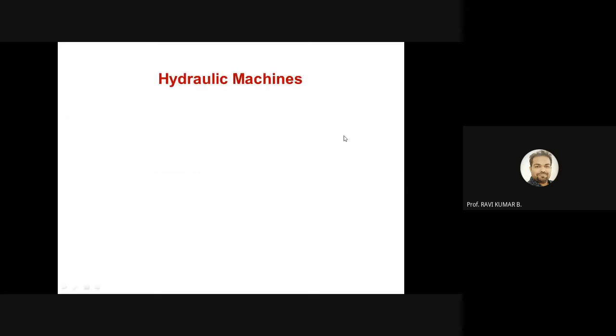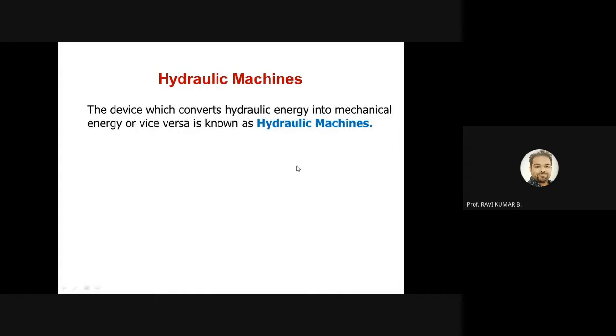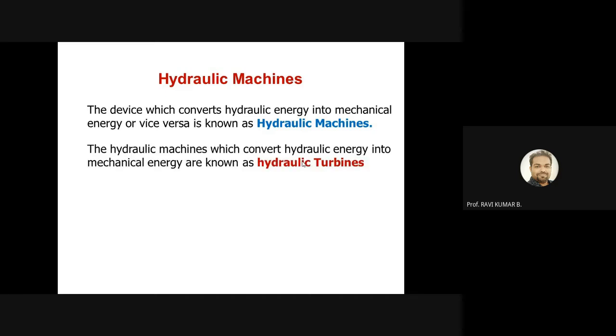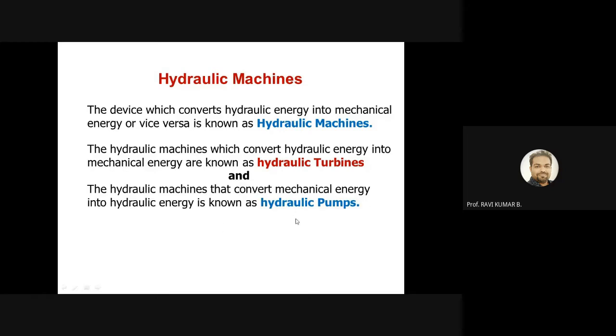So hydraulic machines. When we are talking about hydraulic machines, as I said, these are the machines which convert hydraulic energy into mechanical energy or vice versa. The opposite is also possible, right? It's called a hydraulic machine. This is a general definition of a hydraulic machine. Then you can say, based on power output and power input, work consuming and work producing, the hydraulic machines which convert hydraulic energy into mechanical energy are called hydraulic turbines, and the opposite of this, the hydraulic machine that converts mechanical energy into hydraulic energy, is known as a hydraulic pump.